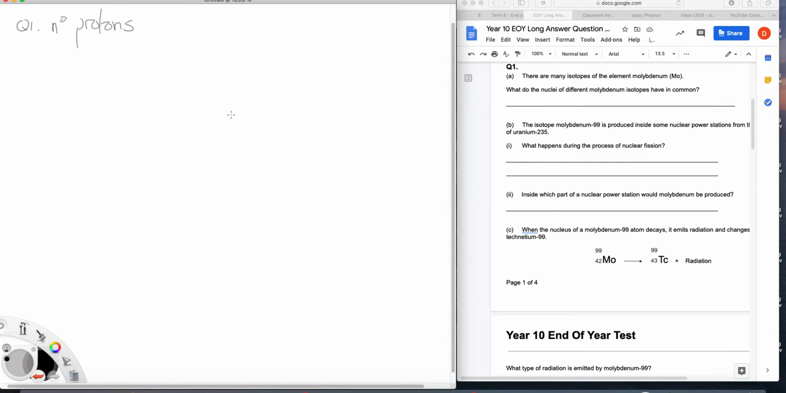Now, same atomic number is not enough. It's about the number of protons. Same number of protons. Part B. What happens during the process of nuclear fission?